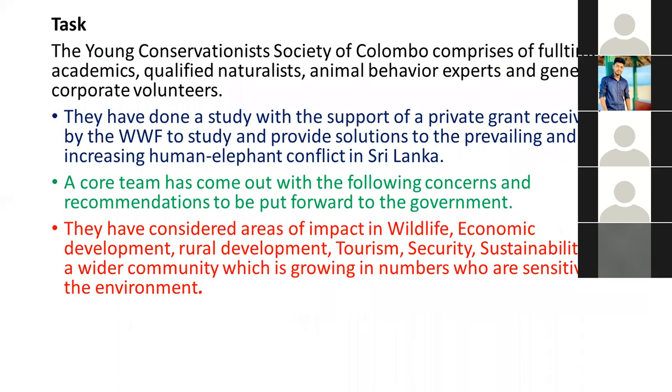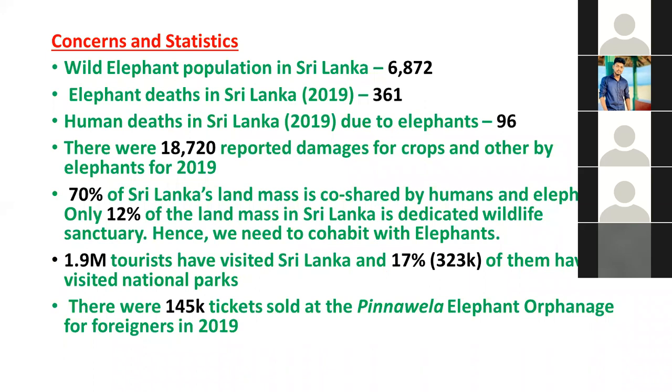So your task is this. The Young Conservationist Society of Colombo comprises full-time academics, qualified naturalists, animal behavior experts, and general corporate volunteers. They have done a study with regard to this human-elephant conflict, and they have proposed some solutions to mitigate it. They have also considered the impact on wildlife, economic development, rural development, tourism, security, sustainability, and above all these factors for this cause. And they have presented their concerns and statistics in relation to this human-elephant conflict. These statistics are relevant to the year 2019, so keep that in mind.